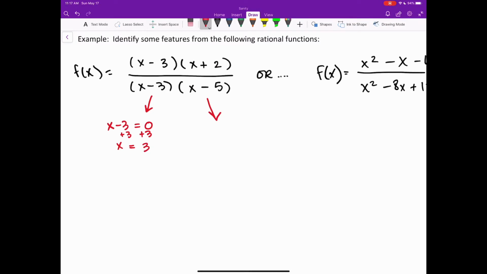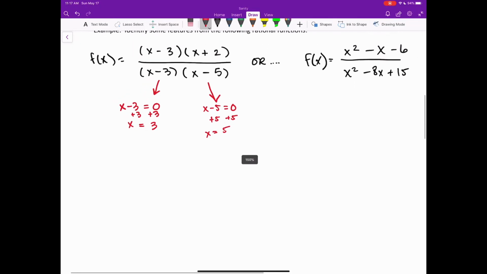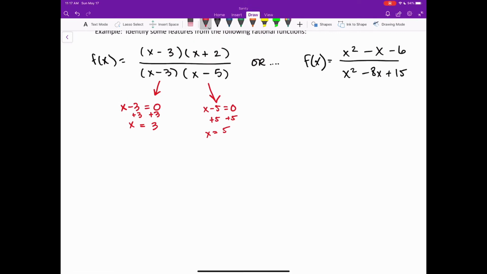x equals 3. On this other side here, x minus 5, again, that's also in the denominator, so I have to set it equal to 0 and solve for x. Add 5 to both sides, and I get x equals 5, all right? So then I say, are these holes or are they going to be vertical asymptotes? Which one, which one? Let's look at the value x equals 3, and let's just plug it into the function, all right?